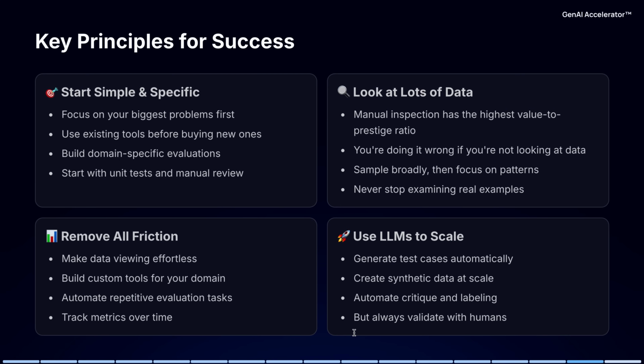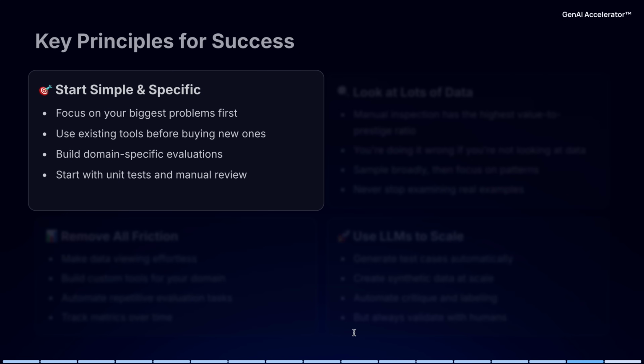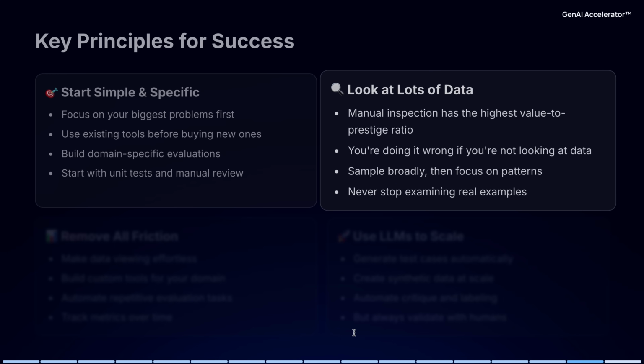Okay, and then to wrap up this video, let's cover the key principles for success. Start simple and specific. Focus on your biggest problems first. Use existing tools before buying new ones. Build domain-specific evaluations. This is different for every project. Start with unit tests and manual review. This will get you really a long way.